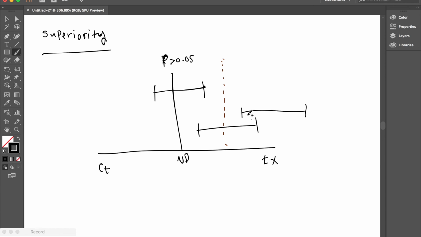In this study, however, I can't make any definitive conclusions. I'm at a point that is indeterminate, right? The lower boundary of the confidence interval is saying that it's non-superior.